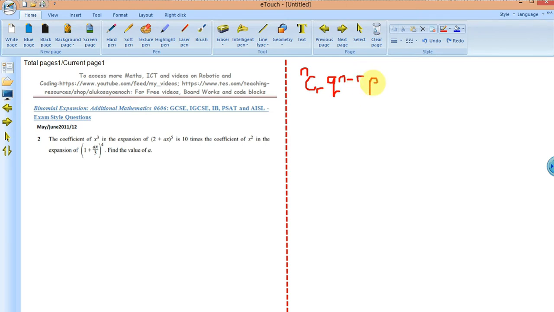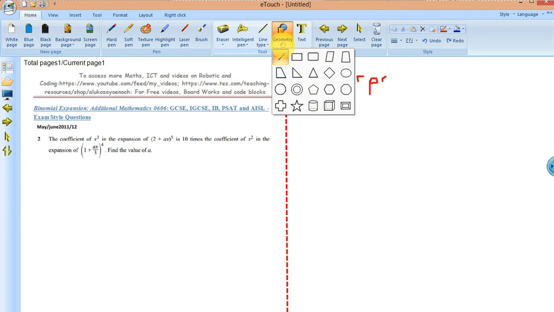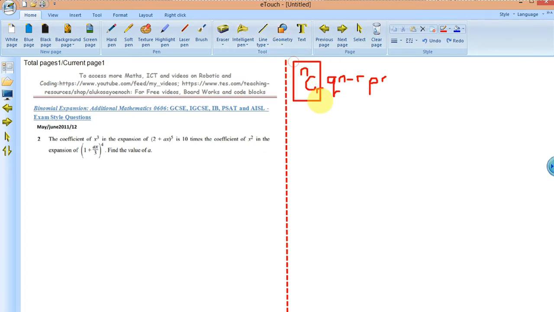I wouldn't know what is in your textbook; you can have something like n combination r, maybe p^(n-r) q^r or something like that. You can just use any letter that is applicable to you, but I'm good with this because this is like the probability density function formula. So these are the terms I'm going to use. Let's see how to apply this now.